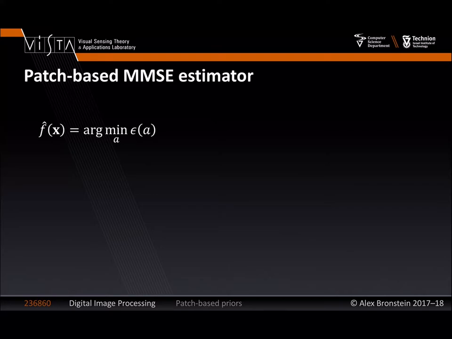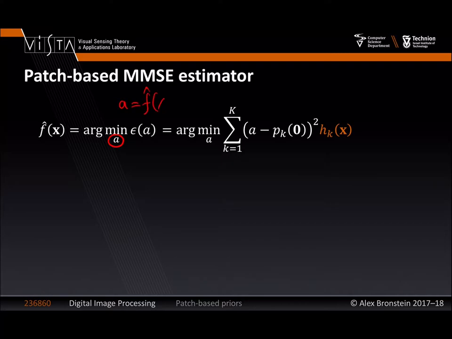So let's try to minimize this MSE. This is how we obtain an MMSE estimator, right? So let's minimize it. I will write it this way. My variable, I will call it A. So A is the value of f estimated at point X. And this is how my MSE will look: it is A, which is my estimated signal, minus the value of the exemplar patch k at point 0, squared, times this probability hk.